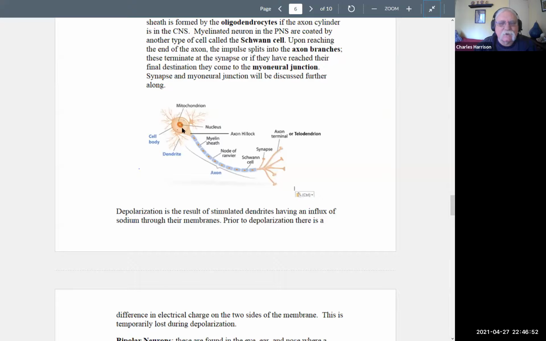Sorry for moving it around on you. Don't worry about the mitochondria inside of it. These incoming structures that look like coral, these are dendrites. Each one of them can bring an impulse inward towards the parakaryon.